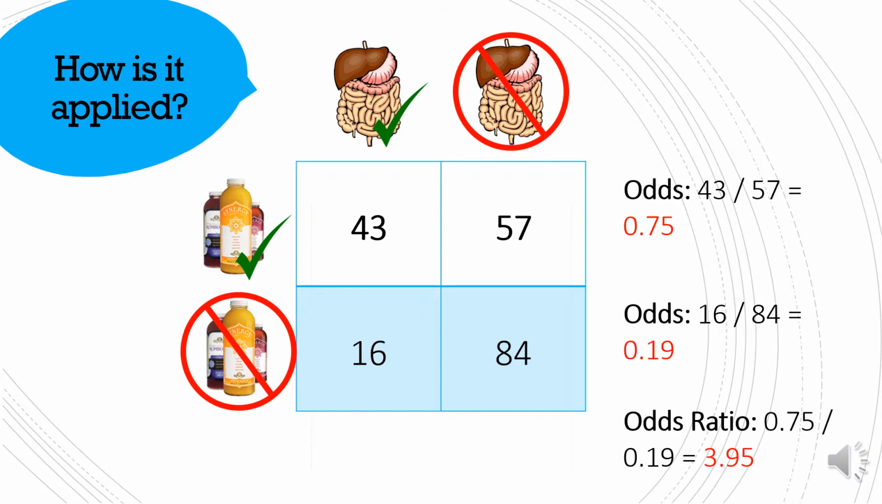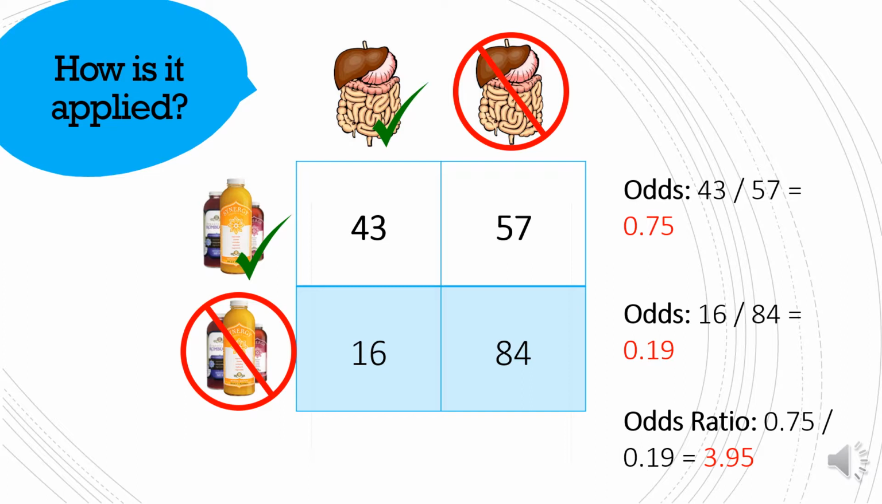Using the kombucha example again, how do we apply the odds ratio? Let's say we have 100 people in a group receiving the intervention of drinking kombucha, and another 100 people who are not. Their results look like this. Of the 100 who consumed kombucha, 43 had improved gut health, and 57 did not. Of the 100 who did not consume kombucha, 16 had improved gut health, and 84 did not.